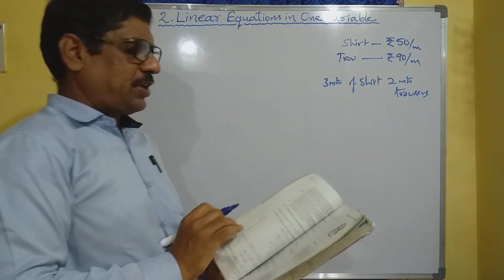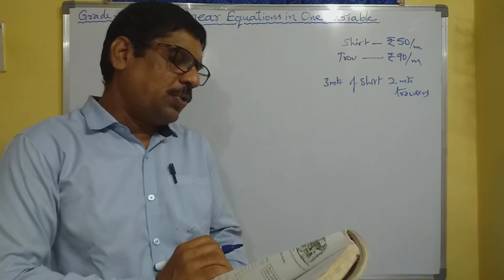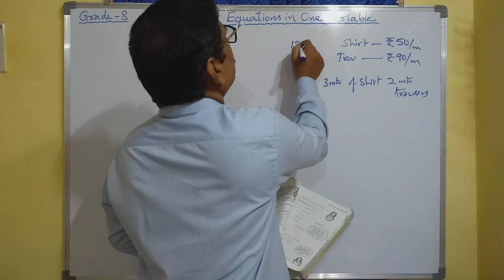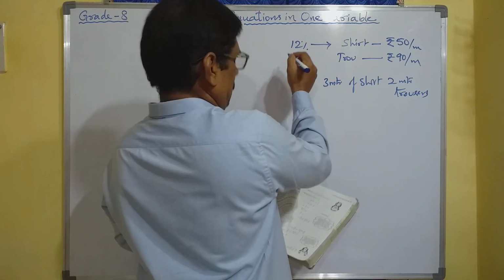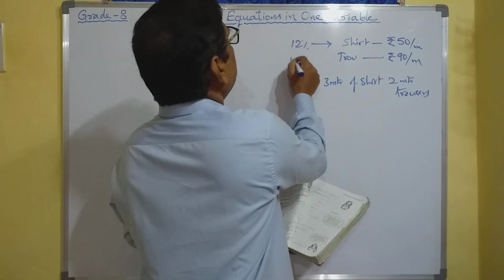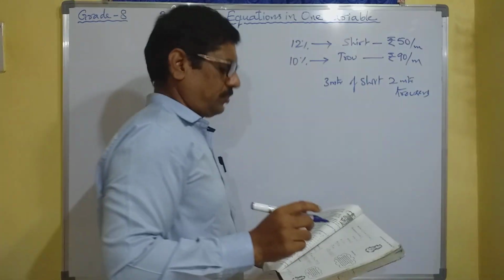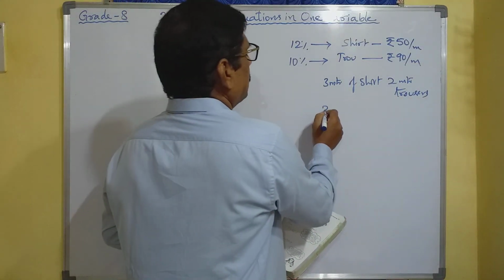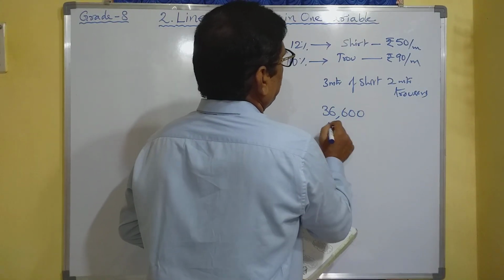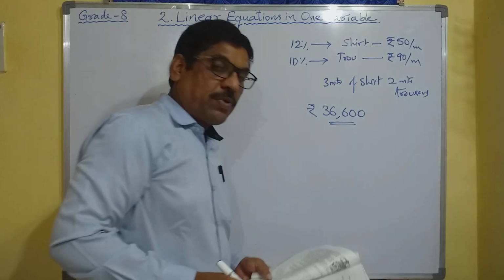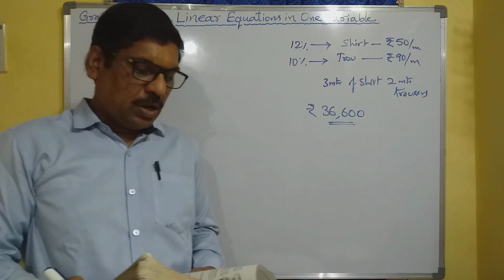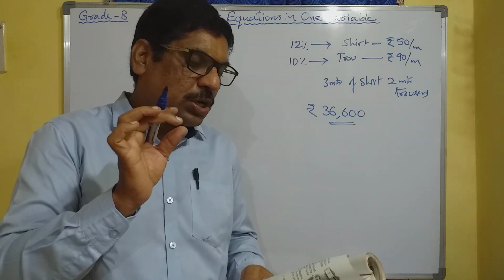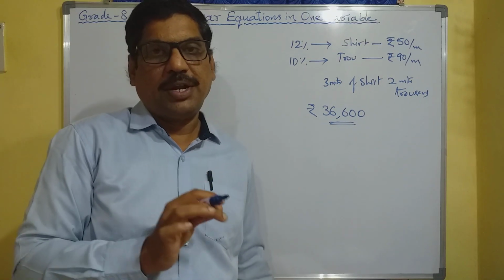Also he has given that he sells the material at 12% profit on the shirt and 10% profit on the trouser. Now the total sale is 36,600 rupees. This is the whole information from the problem. Now we need to find how much trouser material did he buy. That we need to find.